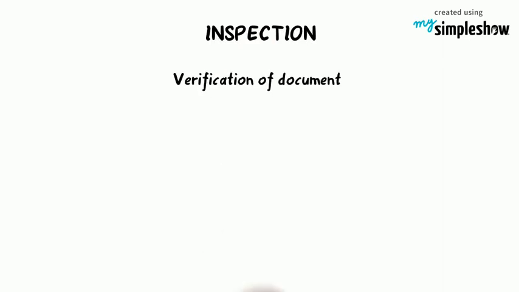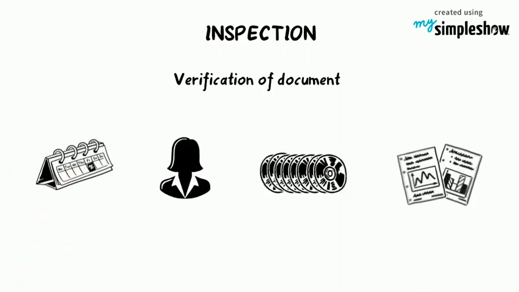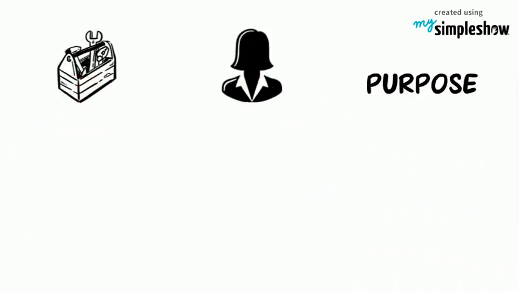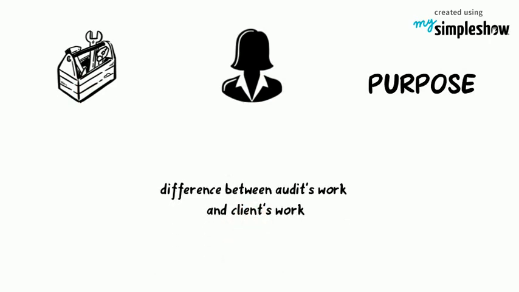Then, inspection. Inspection is also known as verification of documents. For example, the auditor inspects the sales invoice of the client that is recorded in the financial statements. And the last but not least is recalculation. Recalculation is done by reperforming the work performed by the client for the purpose of assessing if there are any differences between the auditor's work and the client's work.